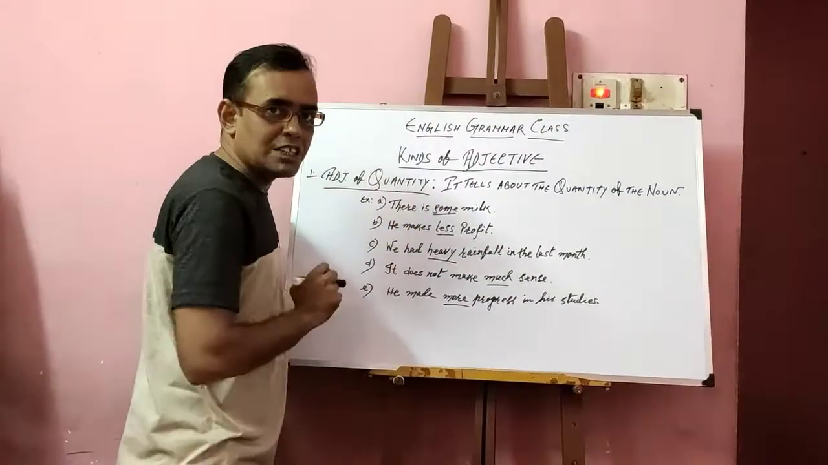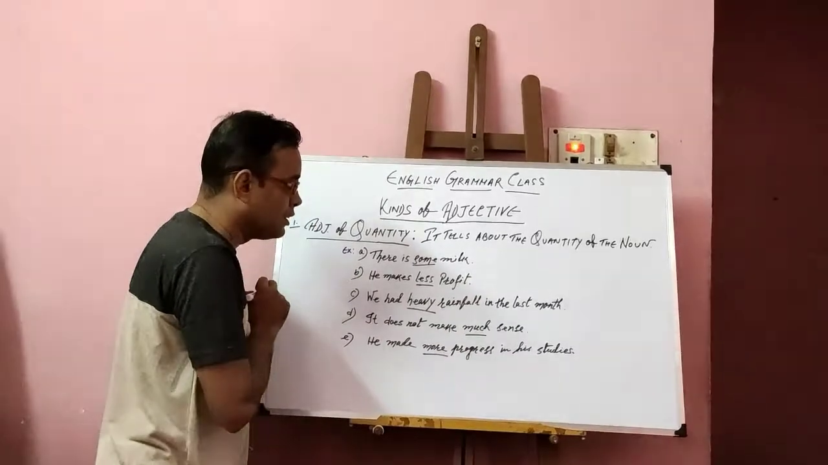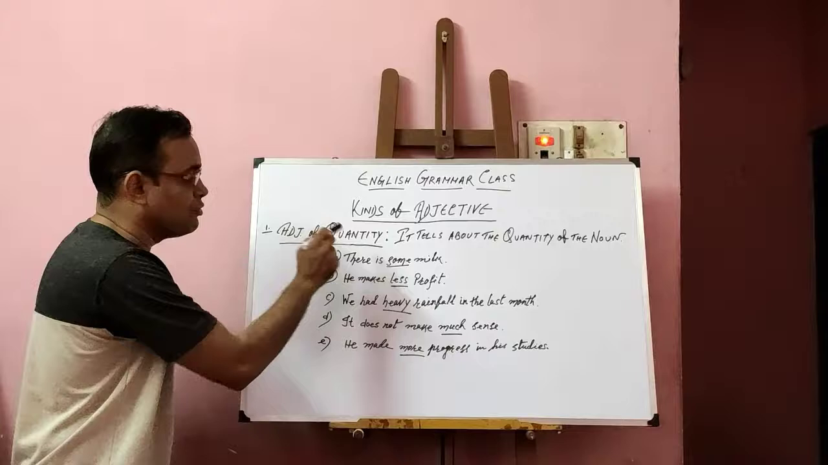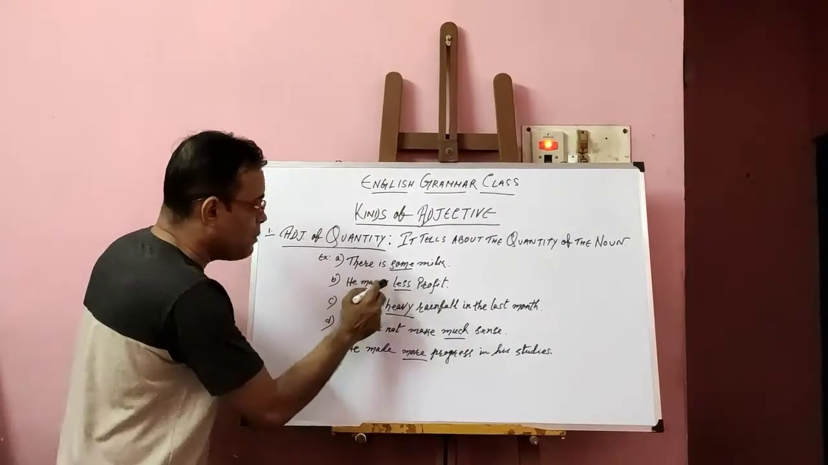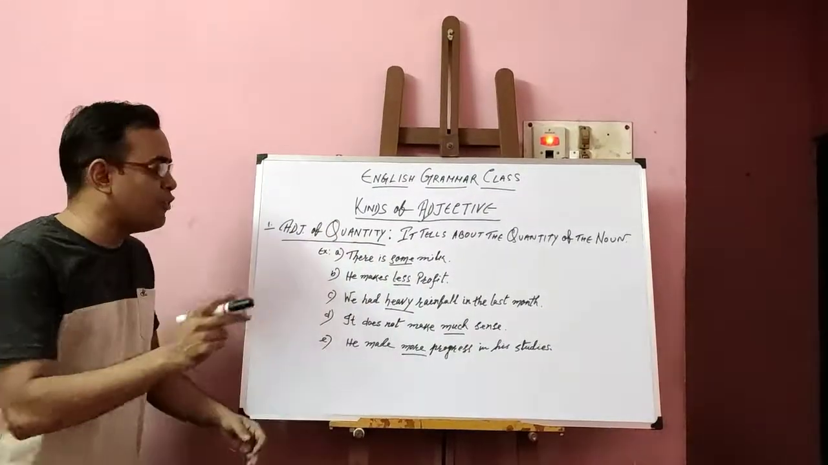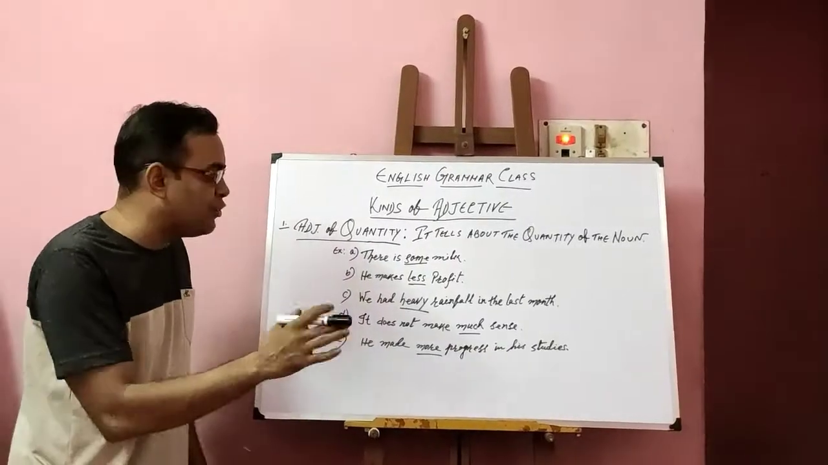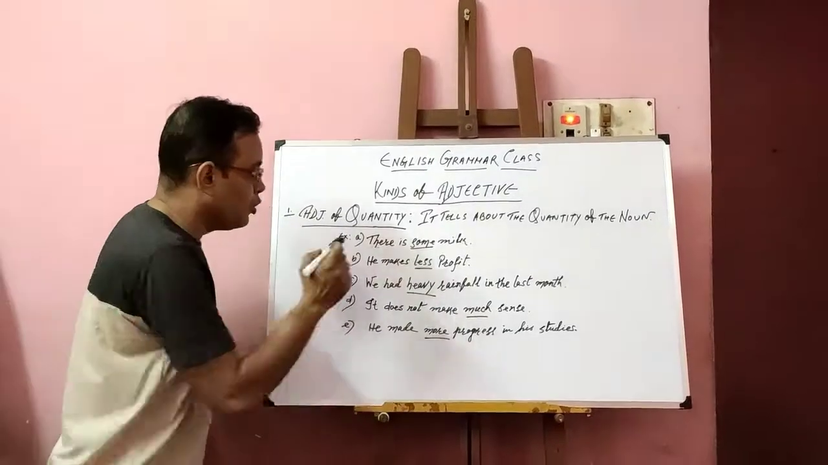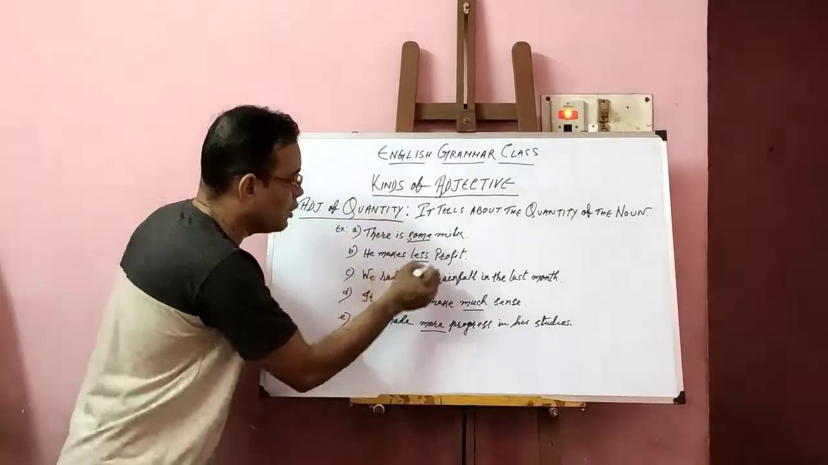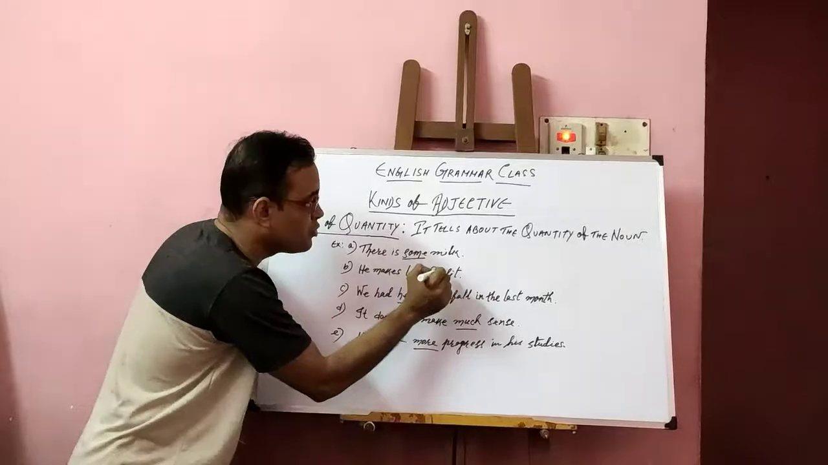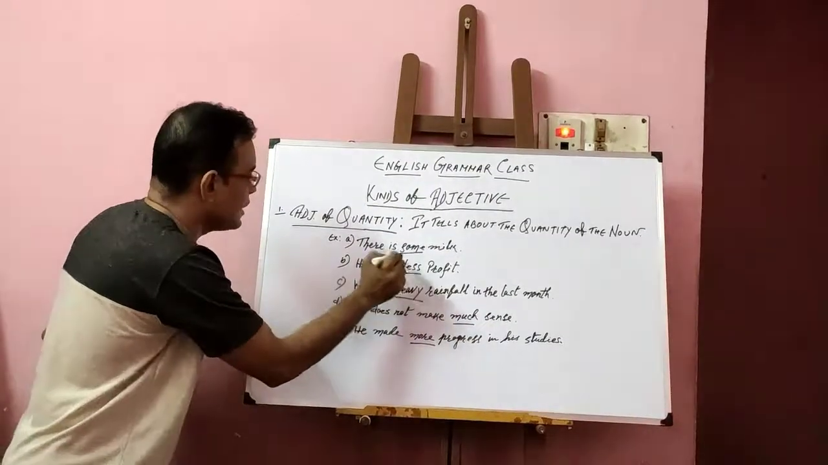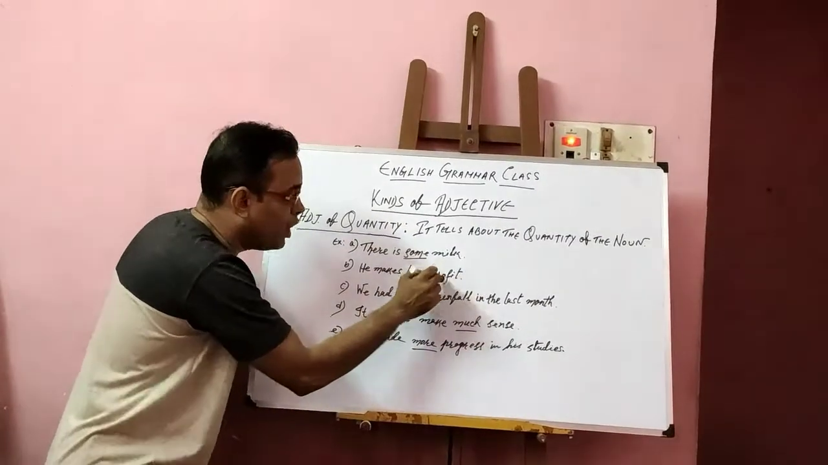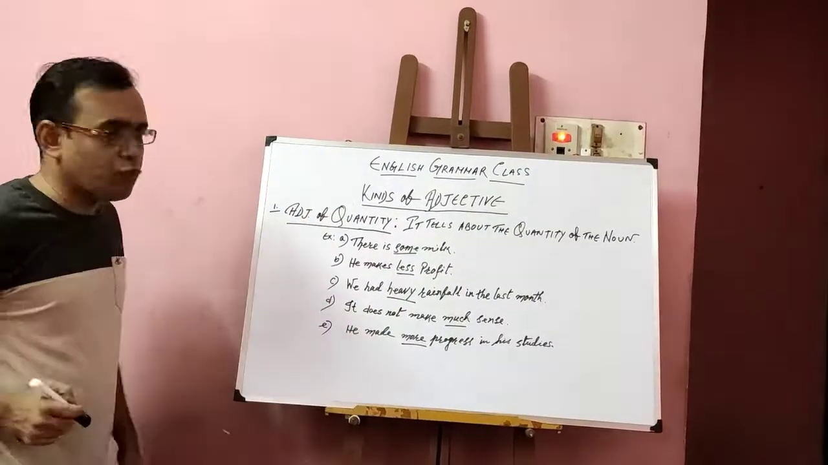Now, milk is a noun. So the word some describes the noun milk. So that some is an adjective of quantity. Next, he makes less profit. Profit cannot be counted, right? So how much is the profit? He makes less profit. The word less describes the noun profit. So less is quantity. It tells about the quantity of the profit. So it's an adjective of quantity.